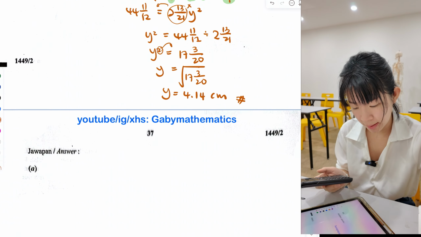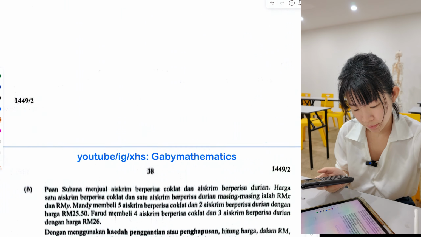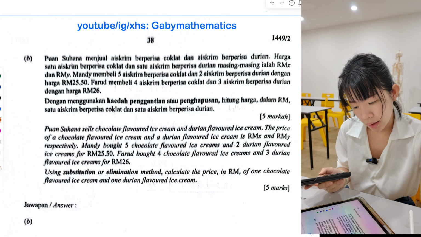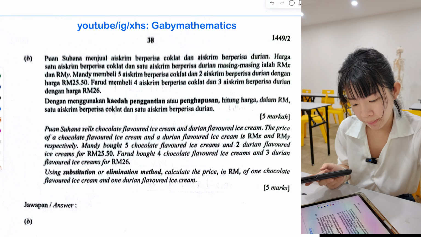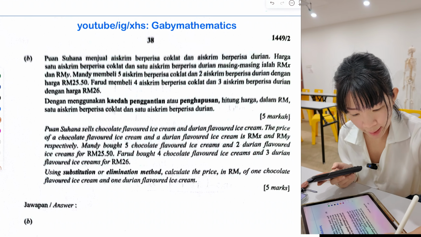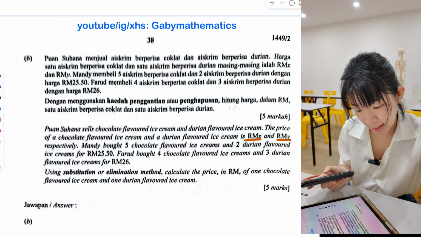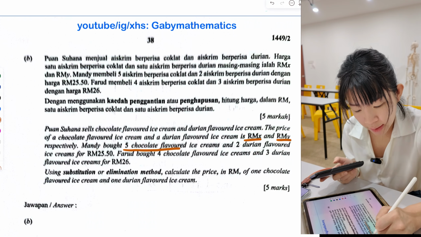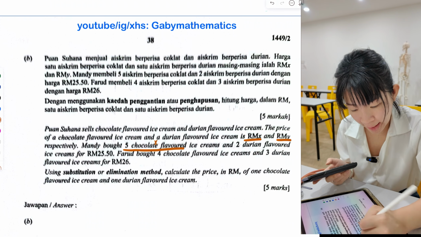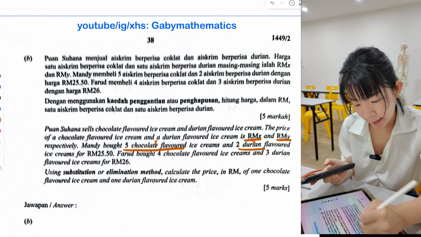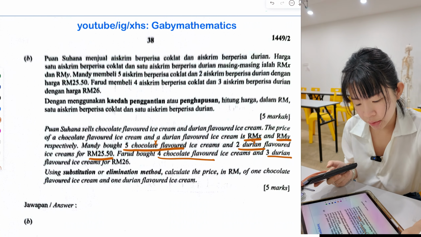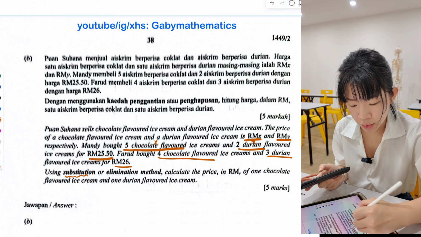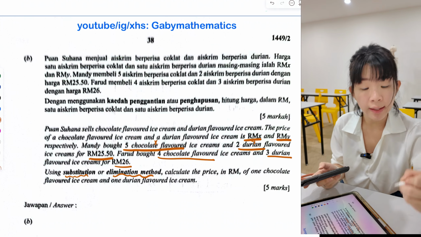Okay, let's look at part B. Puan Suhana sells chocolate flavored ice cream and durian flavored ice cream. The prices of chocolate and durian are X ringgit and Y ringgit respectively. Mandy bought 5 chocolate flavored ice creams, so 5X, and 2 durian, 2Y, equals this price. Then Farooq bought 4 chocolate and 3 durian with this price. Use the substitution or elimination method to calculate x and y.